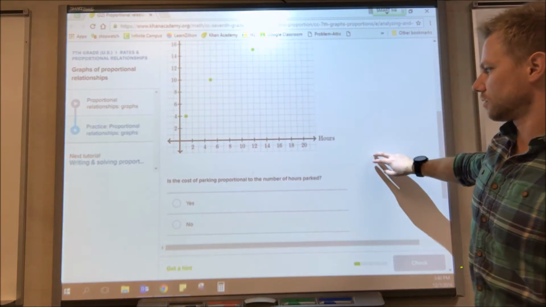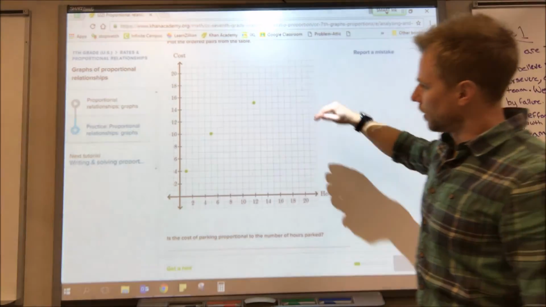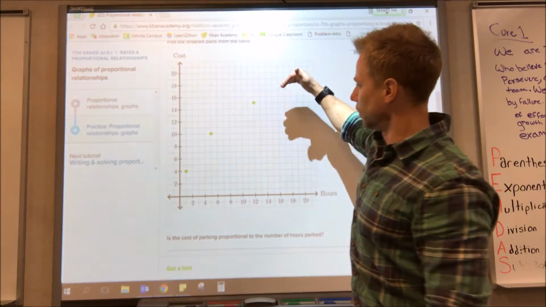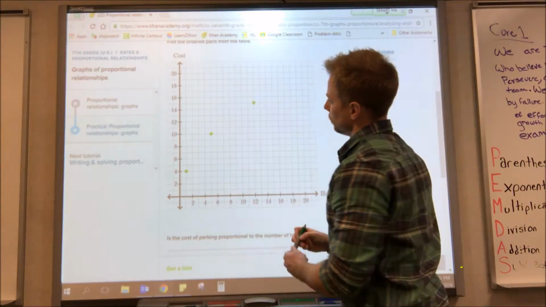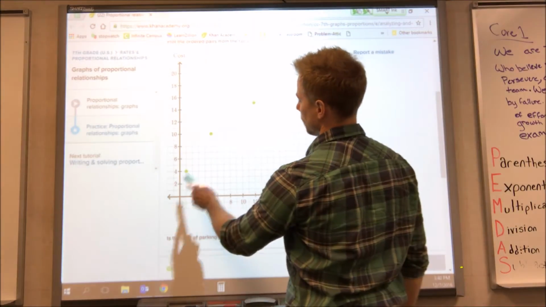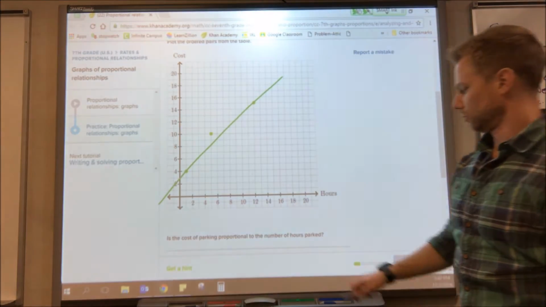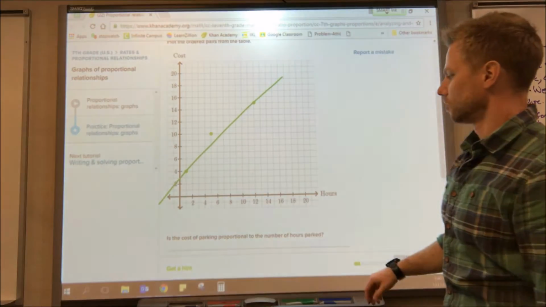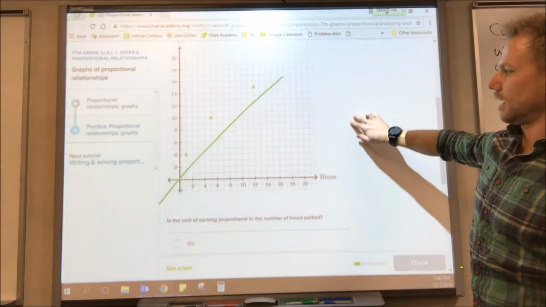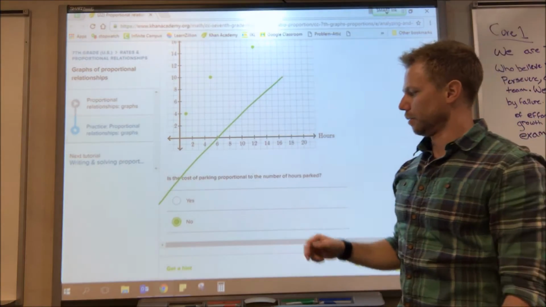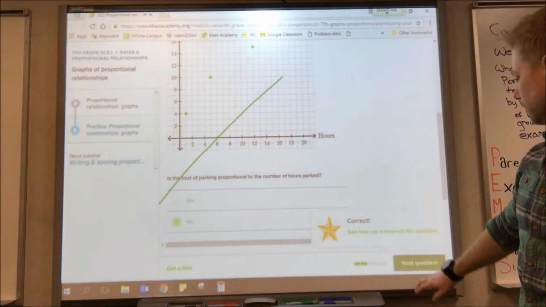It says, is the cost of parking proportional to the number of hours parked? So if I drew a line through these, would it be a straight line going through 0, 0? Well, I don't even think it's going to quite be a straight line. And it's not going to go through 0, 0. So is it proportional? I would say no, it's not proportional. Remember, it has to be a straight line. It has to go through the origin in order for it to be proportional.